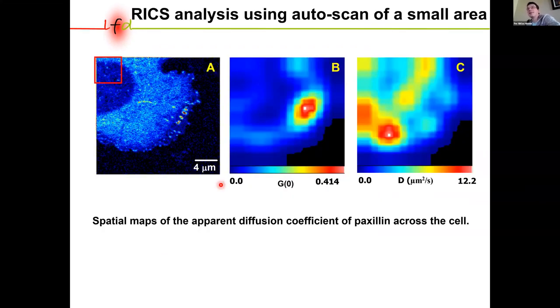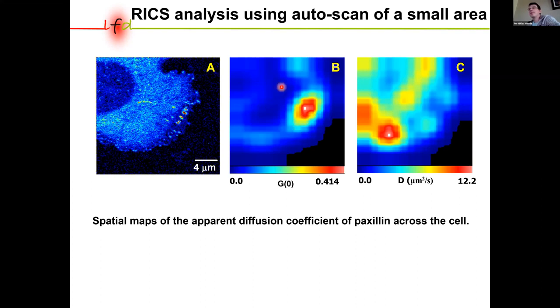And here's an example of how to create a diffusion map. You define a size of your region of interest, again maybe 32 by 32 pixels. You calculate the diffusion coefficient based on the RICS analysis in that region. Then you shift the box, calculate again, and then get a map in this fashion of the entire image.